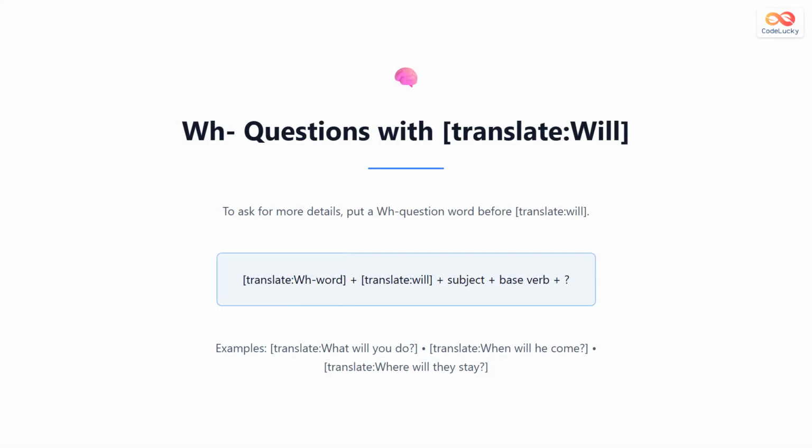To ask for more specific information, add a question word before will. These are called WH questions because they often start with what, when, where, who, or why. For example, what will you do? When will he come? Where will they stay? This form asks for details instead of a simple yes or no answer.